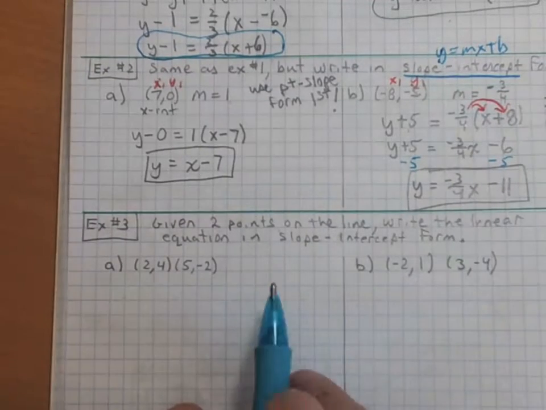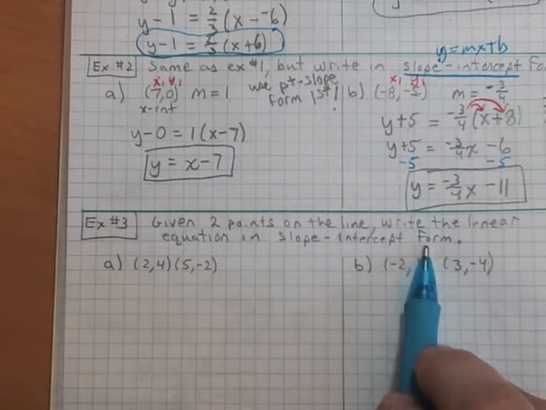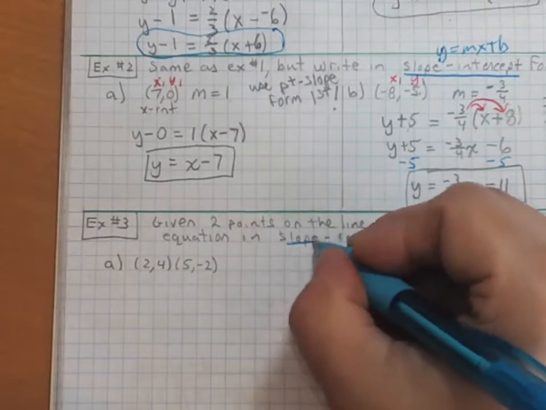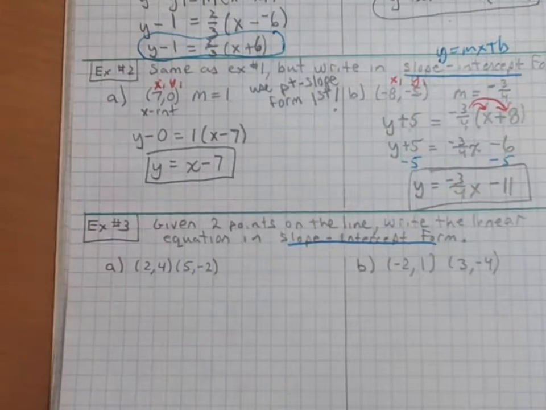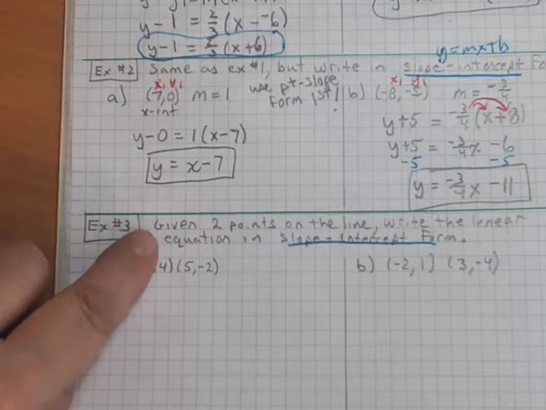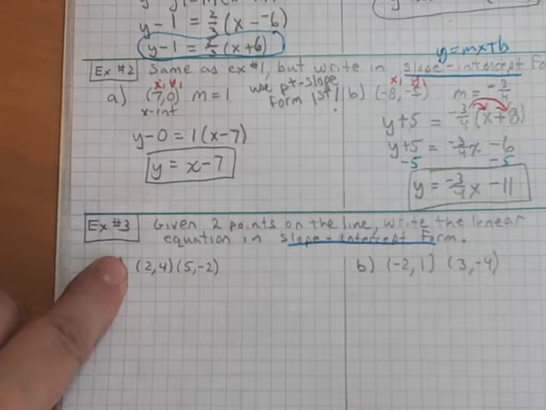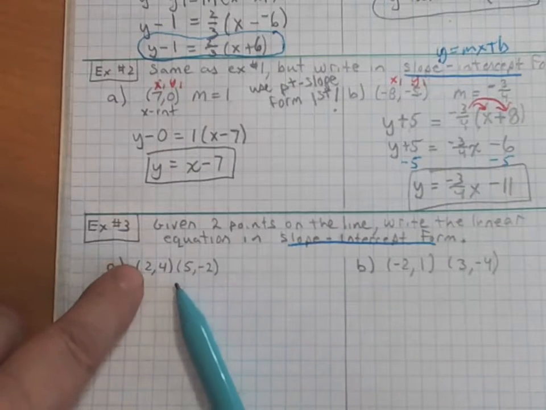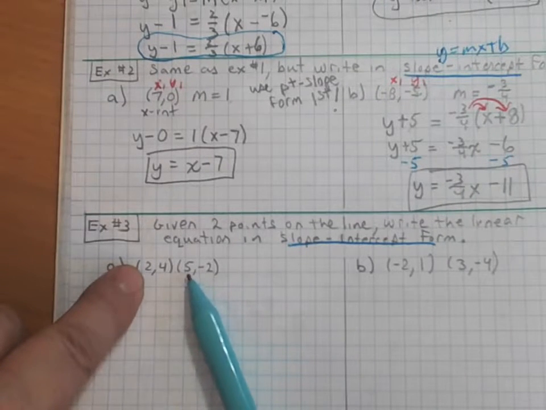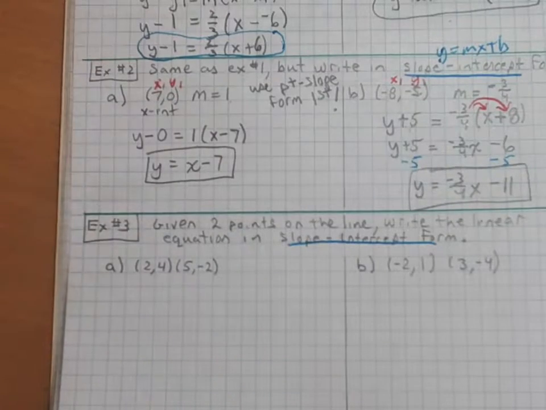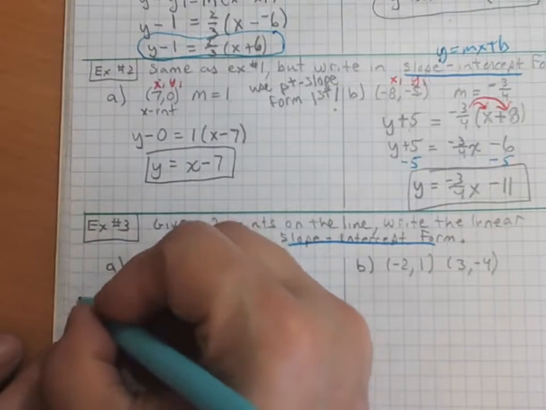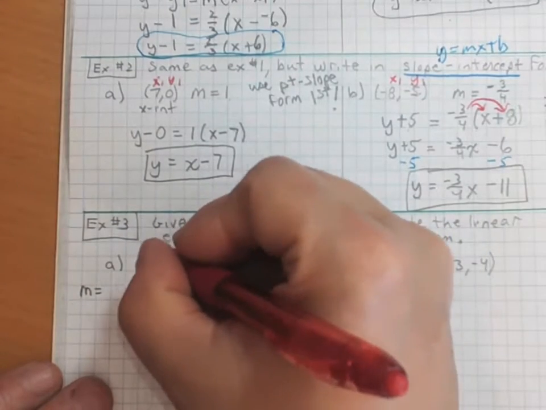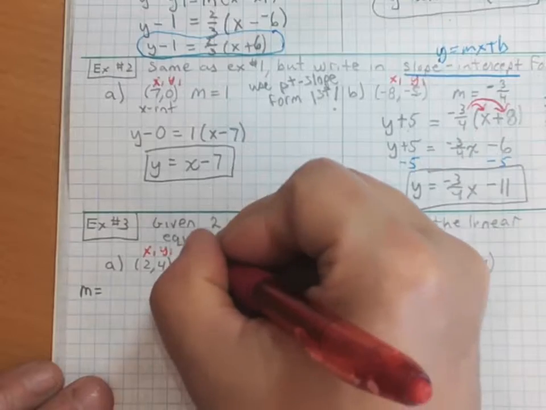Check what the instructions say. 2 points are given to us, and we're supposed to write the linear equation, and the form we're supposed to end up in is slope intercept form. We're given 2 points, and if I want to use the point slope form, I need a slope. So first step is to get that slope. All right, so m is equal to, and let's label our points. First point and second point.